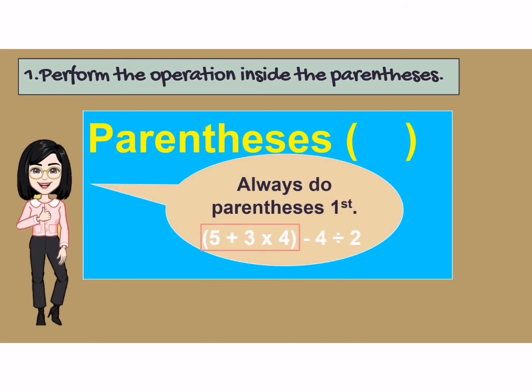So how do we do it based on rules? First, perform the operation inside the parentheses. In this example, can you tell which mathematical operation should come first? Correct! The operation inside the parentheses because that's what the rule says. So, parentheses 5 plus 3 times 4 should be performed first.